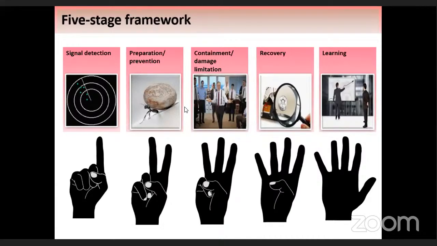Then we have preparation and prevention. We need to also prepare in case of crisis. That is the reason why a crisis management team must be formed. And of course, it's also possible to prevent crisis. Then we have containment. Containment has to do with how to contain, how to make sure the crisis does not escalate. Then damage limitation. Then we have recovery. Recovery has to do with how we get back what was lost after the crisis happened, like in the case study of Nike that was mentioned earlier, how to recover the loss. Then the fifth one is learning. In every crisis, there are lessons we must learn.